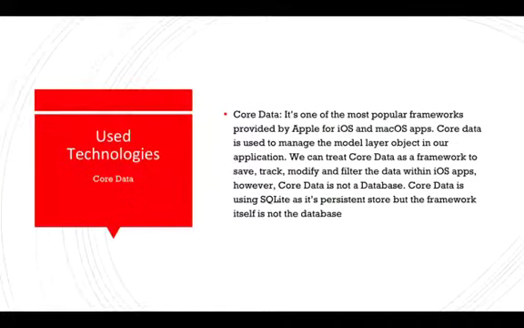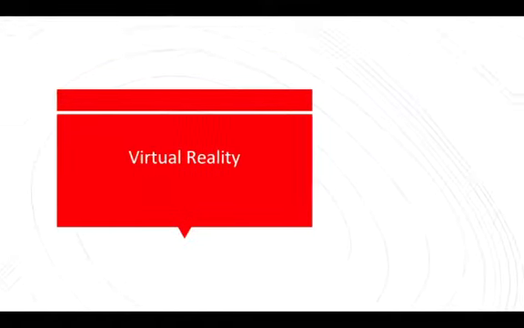Technology used: Core Data. Core Data is one of the most popular frameworks provided by Apple for iOS and macOS apps. Core Data is used to manage the model layer objects in our application. We can treat Core Data as a framework to save, track, modify, and filter the data within iOS apps. However, Core Data is not a database. Core Data uses SQLite as its persistent store, but the framework itself is not a database.